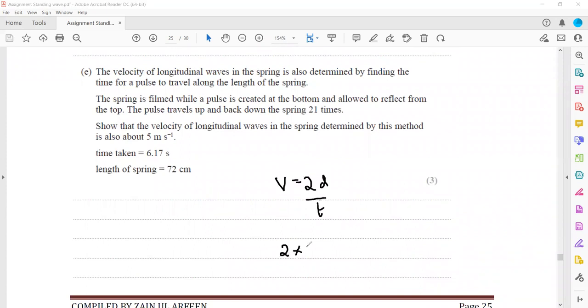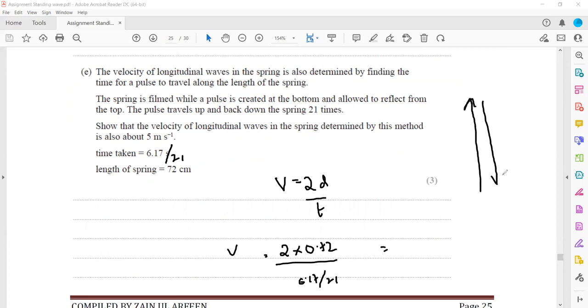So 2 multiplied by distance, which is 0.72, and divided by time. But that is the time for 21 reflections, going and coming back, 1, 2, 3. So this time we will divide by 21. So this will be 6.17 divided by 21. And why is it 2D, why not only D? Because the wave is sent and then it bounces back. That's why it is not only distance, it is multiplied by 2. So this will also give about 4.9 meters per second.